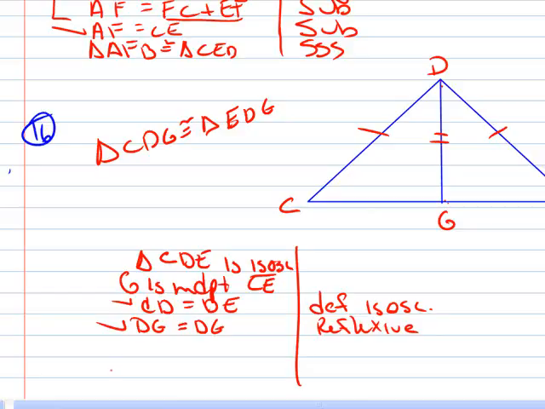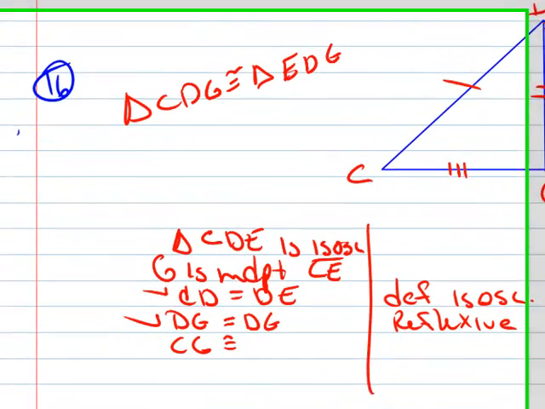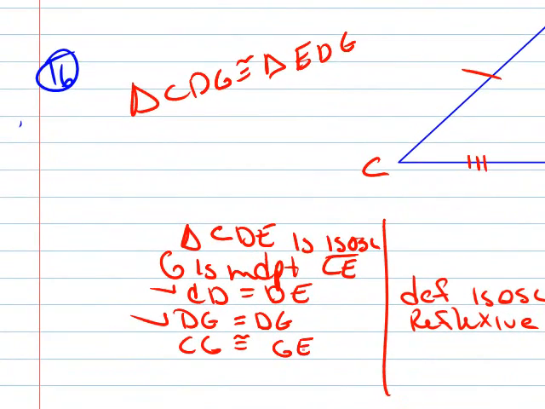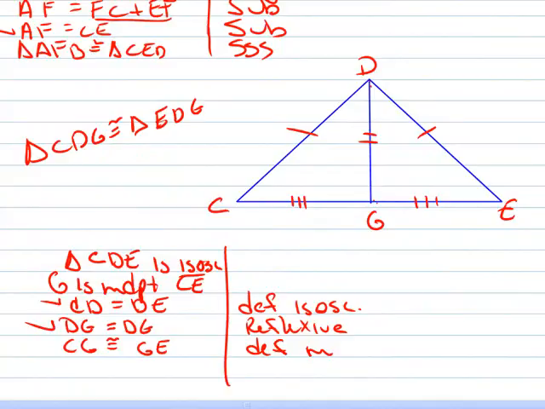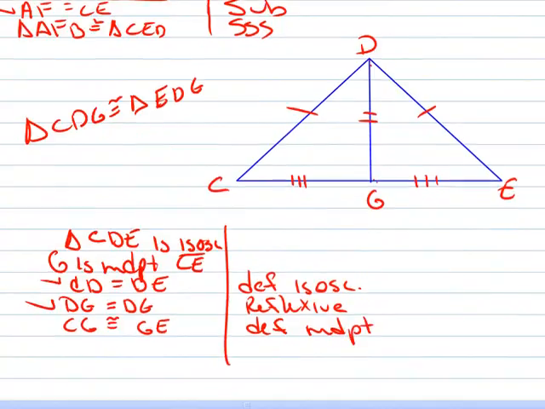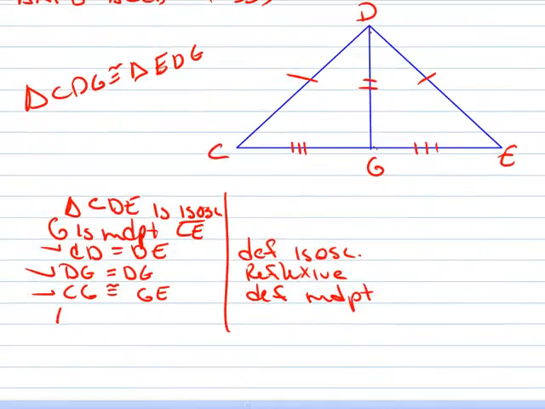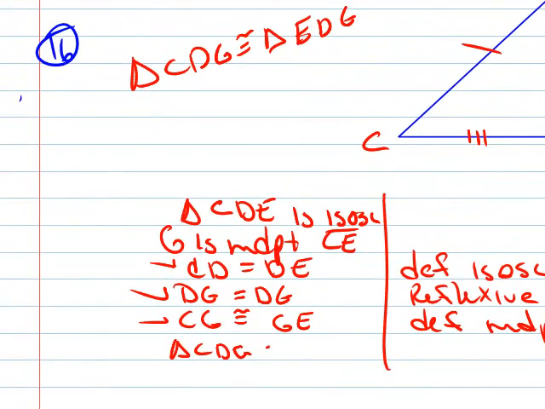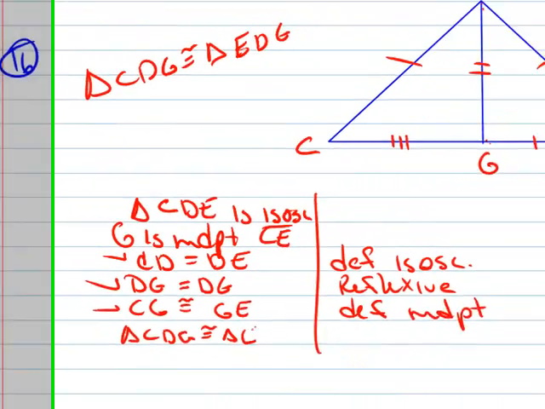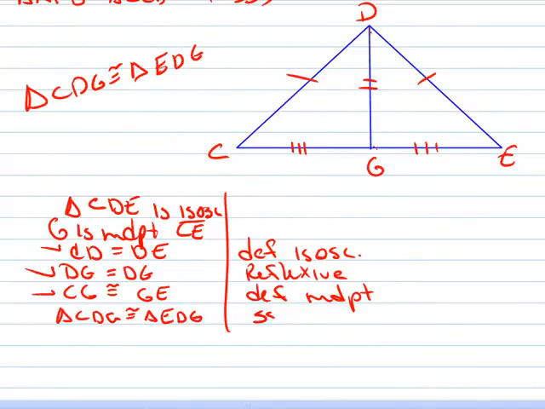I need to be able to say that CG is equal to GE. And I can, because it says that G is the midpoint. Well, midpoint means it cuts it in half. So if it cuts this in half, that piece is the same as that piece. So CG is the same as GE because definition of midpoint. 1, 2, 3 sides. I'm done. All I have to do is finish my congruency statement and say side, side, side.